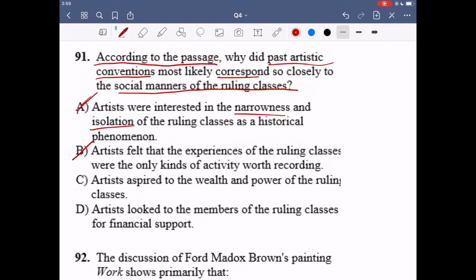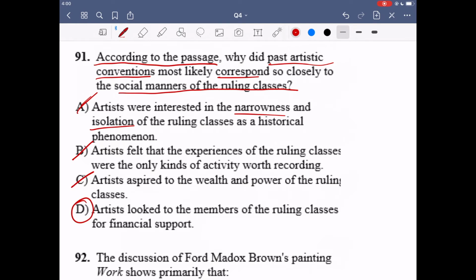Option C is saying artists aspire to the wealth and power of the ruling classes. Just like with B, that doesn't make sense, because then why wouldn't they only paint about the ruling classes? They also tried to paint about the lower classes. And just like with A, there's no evidence that this is something they cared about. Sure, probably a lot of artists did care about wealth and power, but we can't say that as a general rule for all artists.